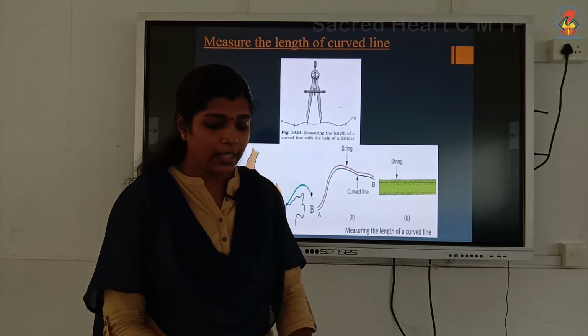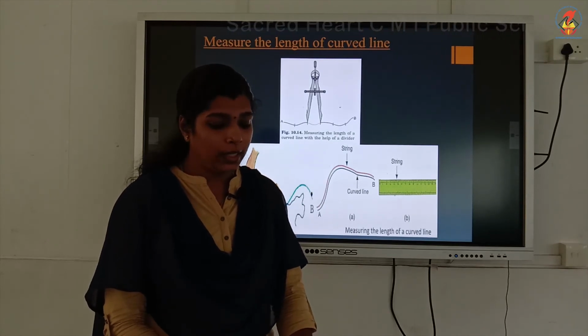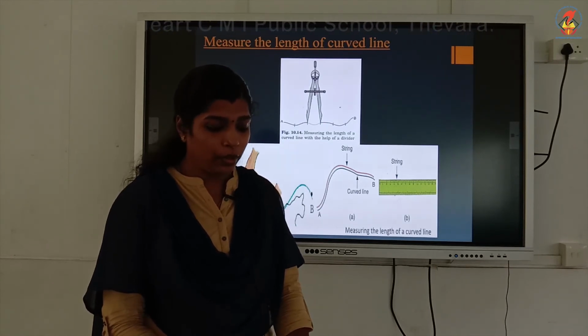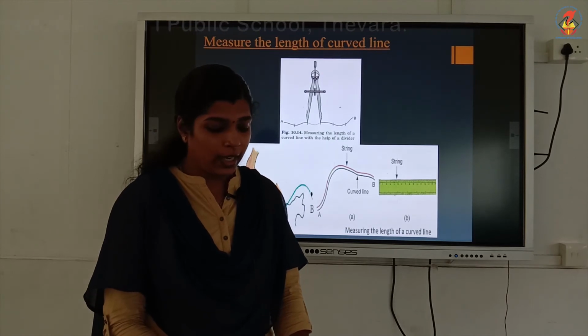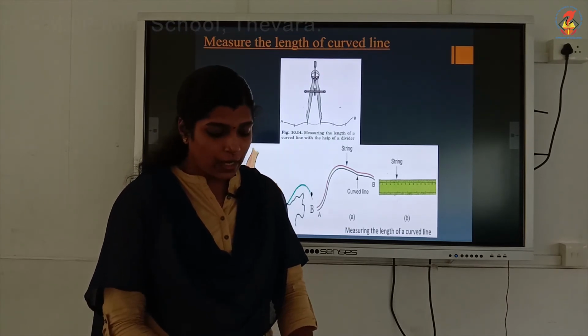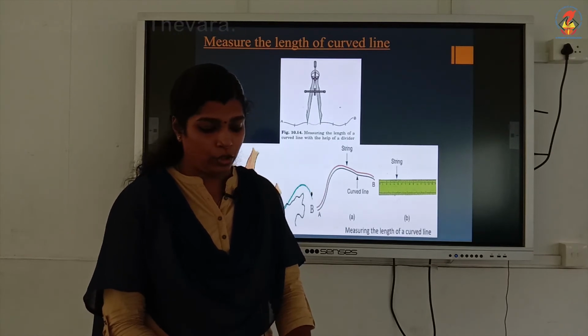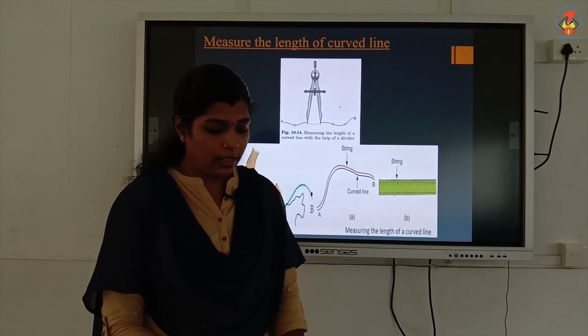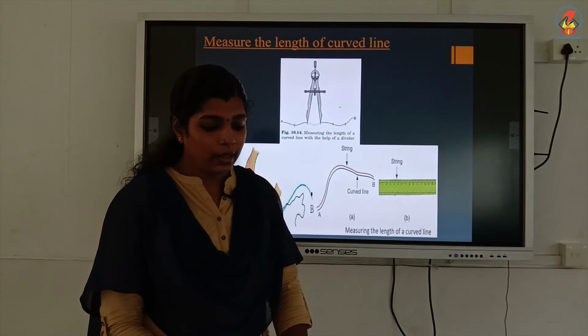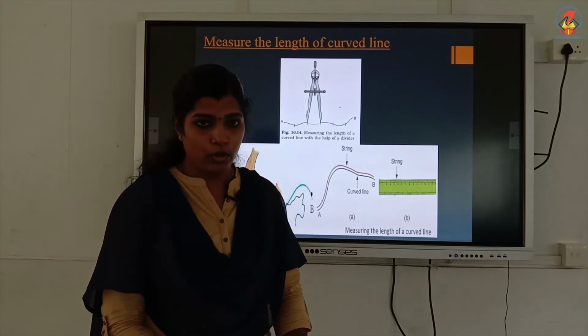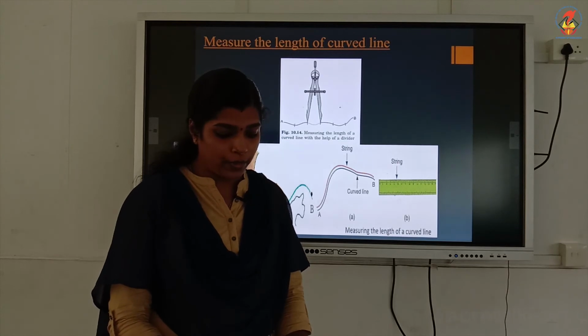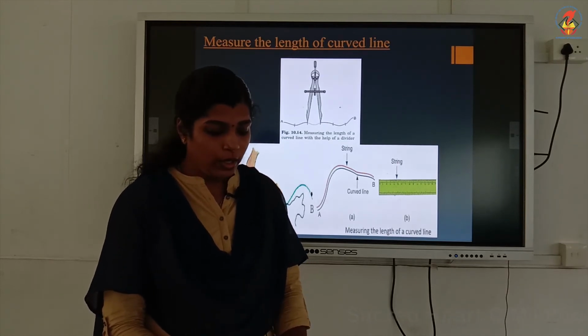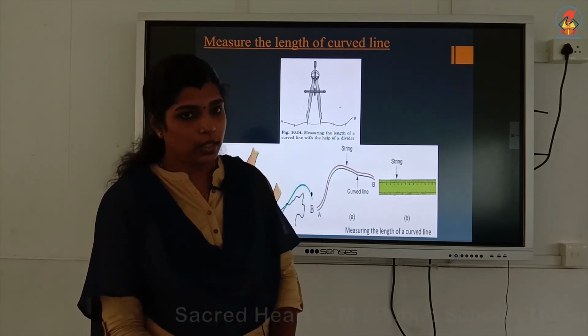Place one of the legs at one end of the line, put the other leg on the line, take the divider along the line and count the number of steps in which it covers the entire length of the line. If some portion, less than the distance between the two legs, is left out, measure it separately by adjusting the distance between the legs. The length of the curved line is obtained as follows: total length equals number of steps into distance between the legs of the divider, plus the distance of leftover segments.